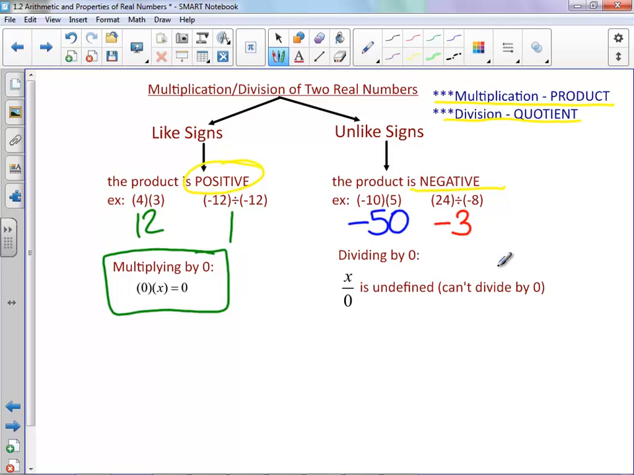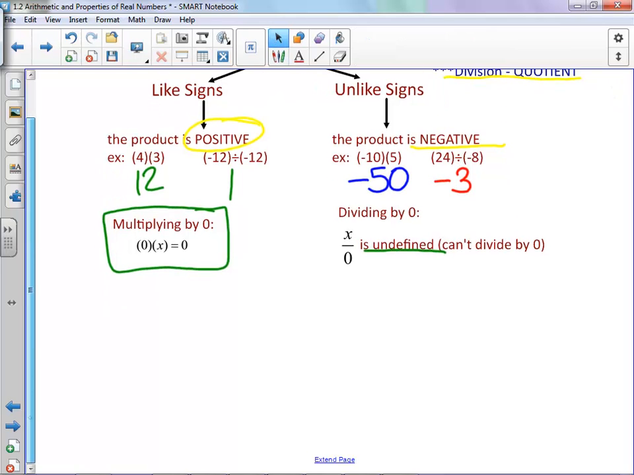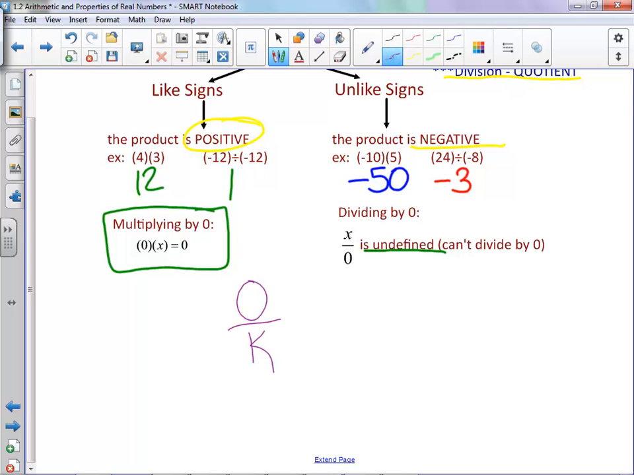But notice over here, you cannot divide by 0. It's undefined. A helpful mnemonic that I've had students teach me is it's okay for 0 to be divided by something, but it's not okay to divide by 0. So if your 0 is in the numerator, that's okay. However, if the 0 is in the denominator, you cannot do that. It's undefined.